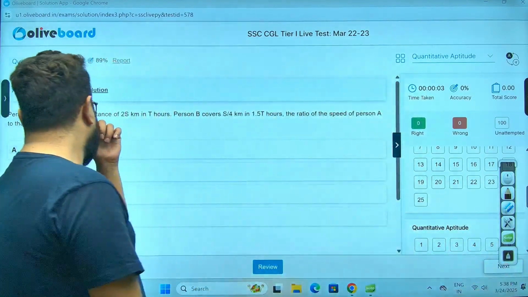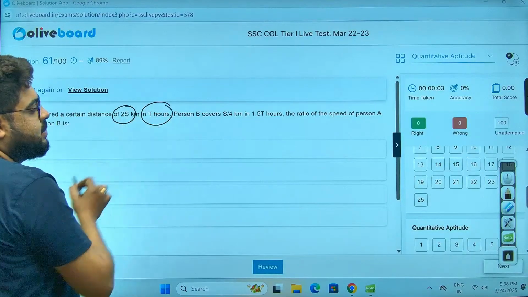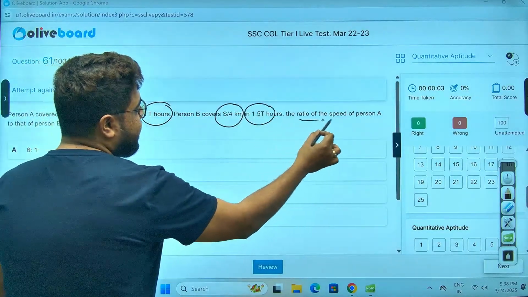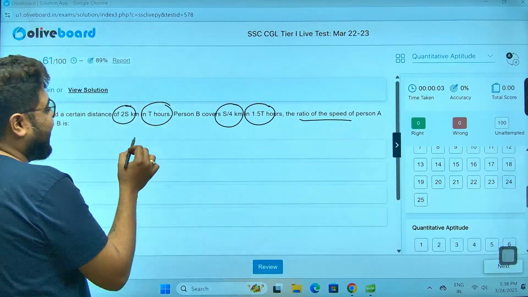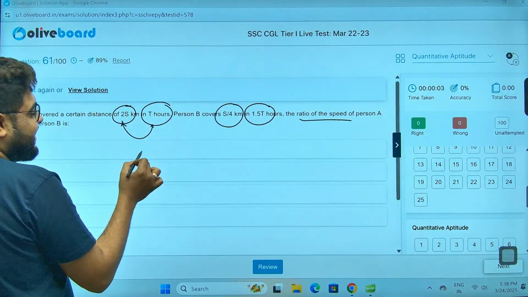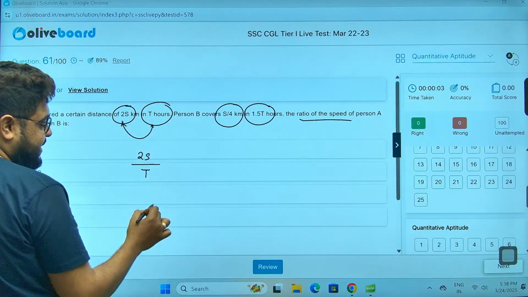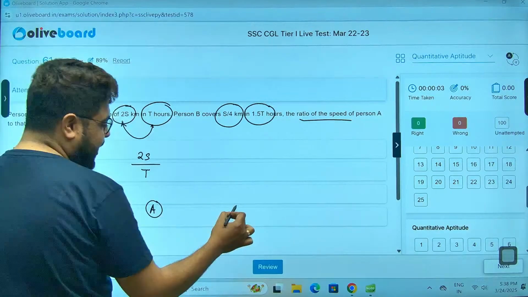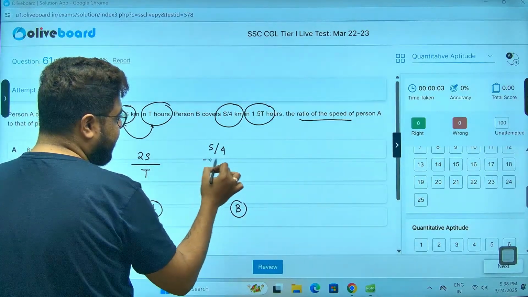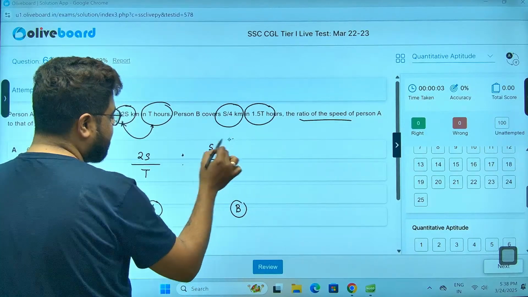So this one. Person A covered a certain distance in a certain time. Person B covered a certain distance in a certain time. At a ratio of the speed. Distance by time is speed, for person A. And for person B, distance by time. So they are asking this ratio.